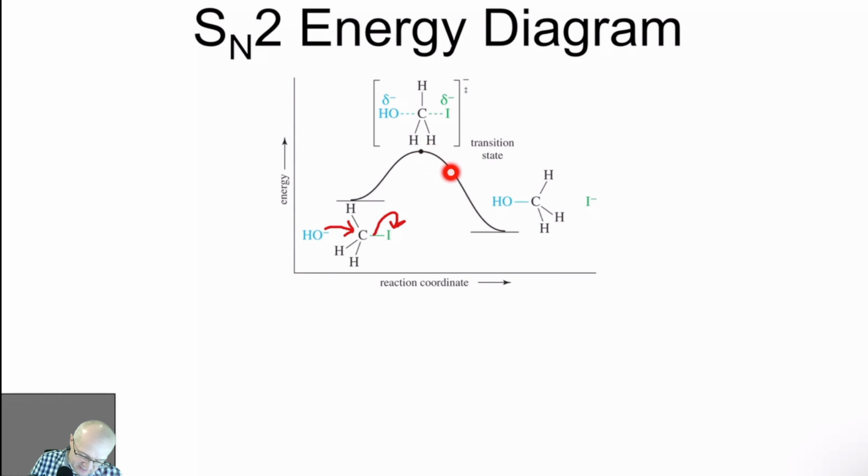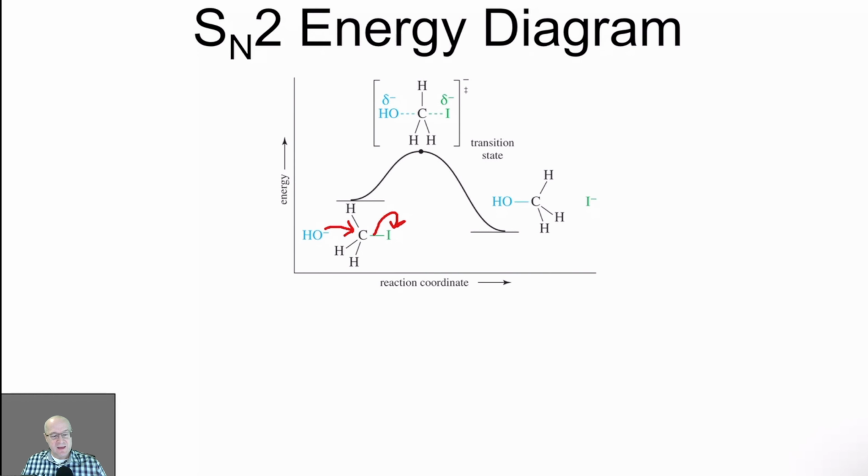So as it cascades down this way, this oxygen gets closer and closer to forming a bond with carbon, and this iodide gets further and further away. And that's how the mechanism works. It's a one-step reaction. Now, it's called bimolecular because there's two different species in the rate-limiting step. There's only one step in this reaction. So right here, that must be rate-limiting because there's only one step.